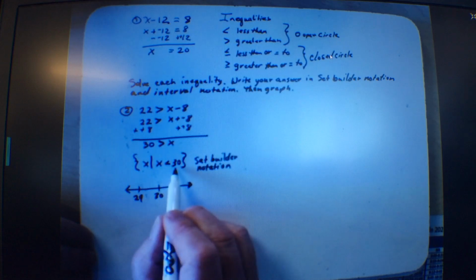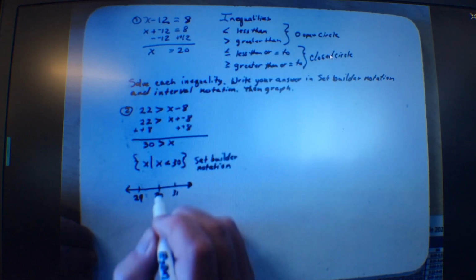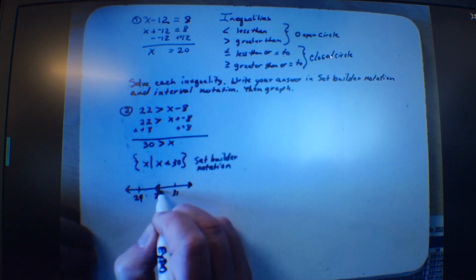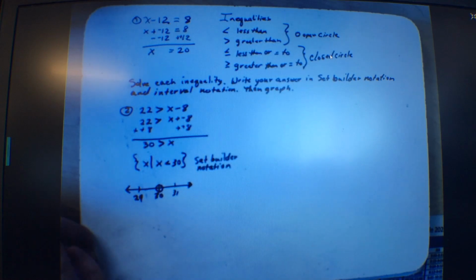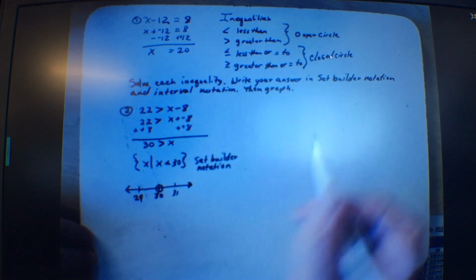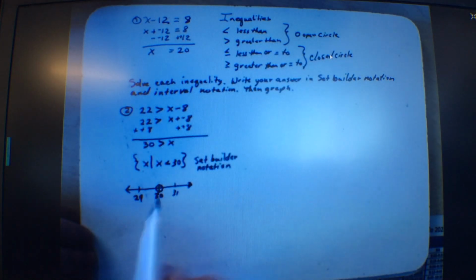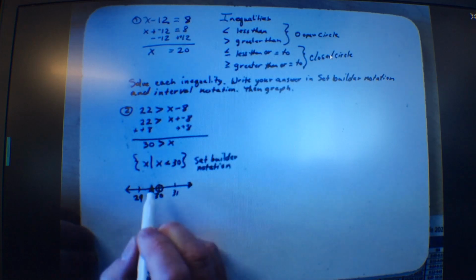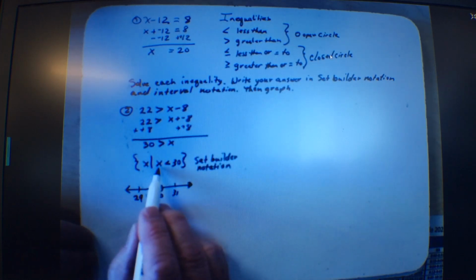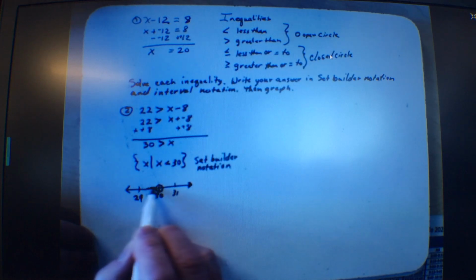I want x is less than 30. I put an open circle on 30 because it does not include 30. And that goes back to this open circle up here. I put an open circle on 30 because my answer does not include 30. And then I shade. I want all the numbers that are less than 30, so I shade to the left.